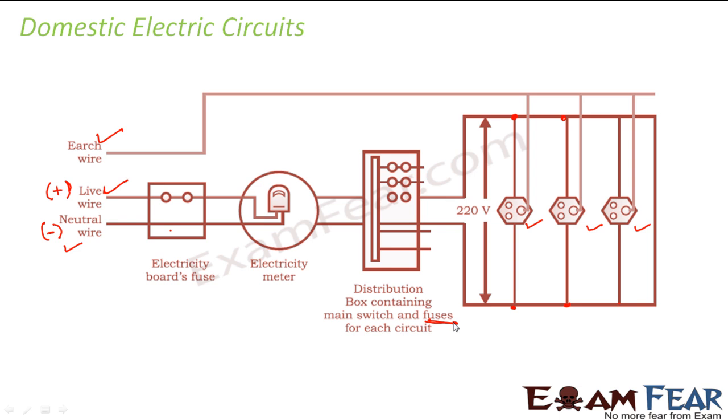That happens because due to overloading, that fuse wire actually melts and therefore the circuit breaks and there is no flow of current throughout the house. But still it is safer than if there had been no fuse, because then due to overloading of current, what could have happened? There would have been a short circuit and the entire house would have been giving you electric shock. Right?